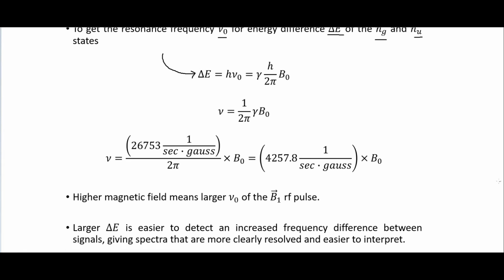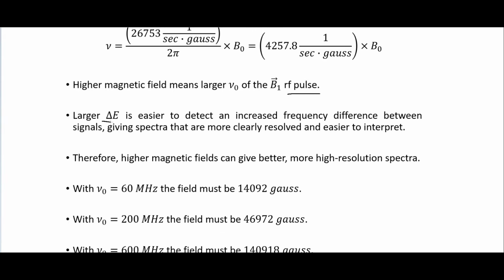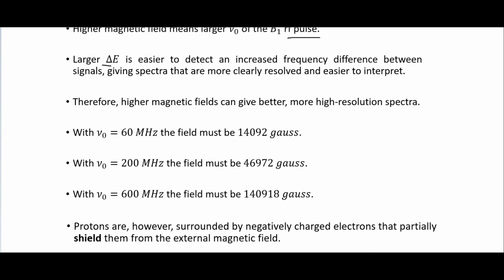And so this is going to tell us something about the nu sub naught of the B sub 1 RF pulse that is needed. And so the larger the delta E, the better the resolution that we can actually get. And so if you actually look at these NMR instruments, you'll see them say something like this one is a 60 megahertz, or this one's a 200 megahertz, or a 600 megahertz instrument. And so that is going to tell you about the resolution that you can get. So the higher these can go, the better the resolution you can get.